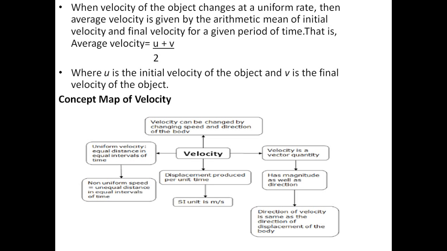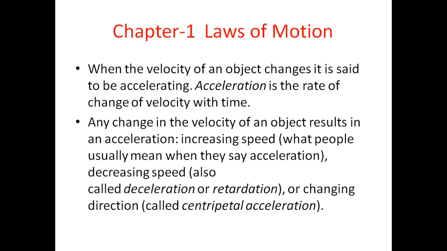Velocity is displacement produced per unit time. Okay, displacement per unit time. What is the SI unit of velocity? It is displacement occurring per unit time. It has magnitude and direction, that's why it is considered a vector quantity, and the direction of velocity is the same as the direction of displacement of the body. Okay, now move to the next point given in your book, acceleration.